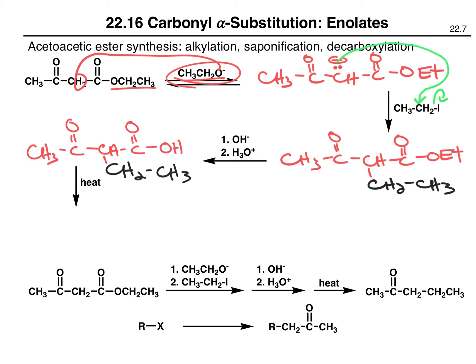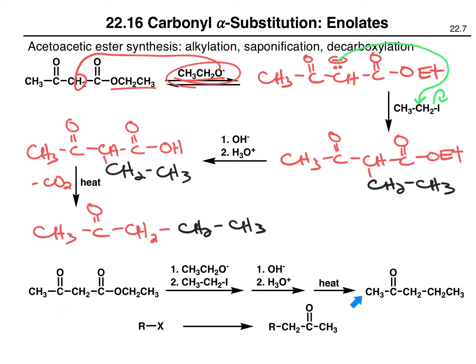And then finally, when this is heated, we have a beta keto carboxylic acid, and so this can undergo decarboxylation, which will give us CH3, C double bond O, CH2 connected to the CH2, CH3, where carbon dioxide is given off as a byproduct.